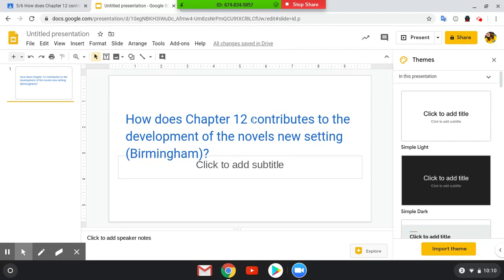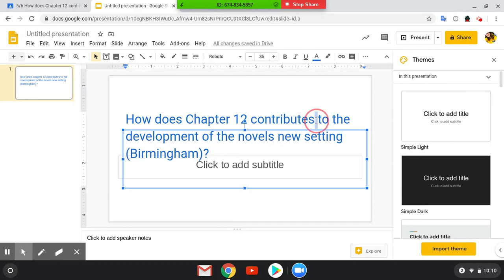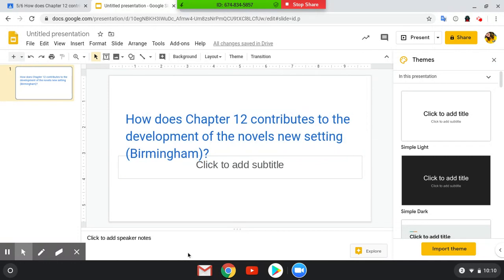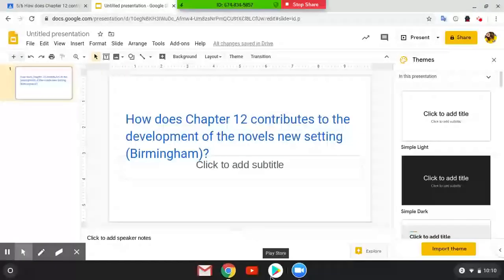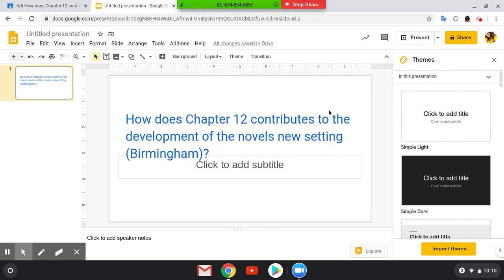What does it mean by contributes? We've gone over this word a couple times. So what does it mean by how does chapter 12 contribute? What does contribute mean? Go ahead and just turn your mic on if you want to answer because I can't see my screen right now. Contribute means like add on or... Perfect. Absolutely. So how does chapter 12 add to? We could change this to.